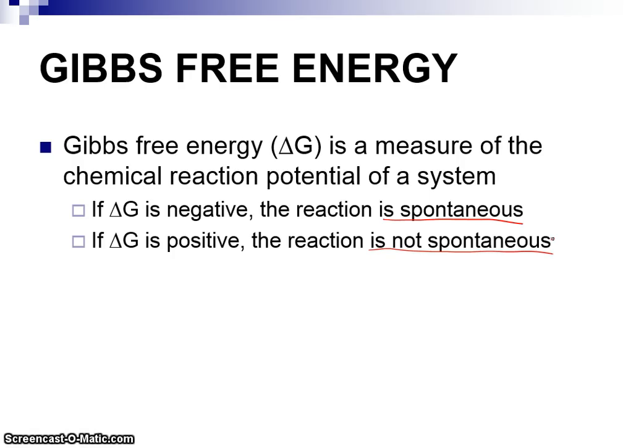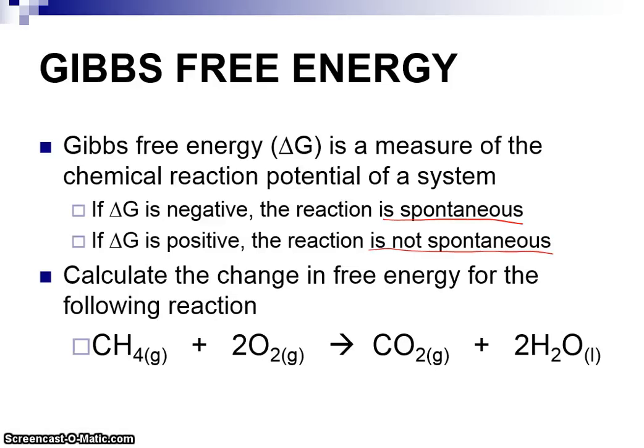You calculate delta G one of 2 ways. The first way is to use the table and do products minus reactants, just like we did for enthalpy and entropy. So this whole unit can be summarized as products minus reactants, sum of the products minus sum of the reactants. So it wants us to go ahead and calculate the change in free energy for the following reaction.